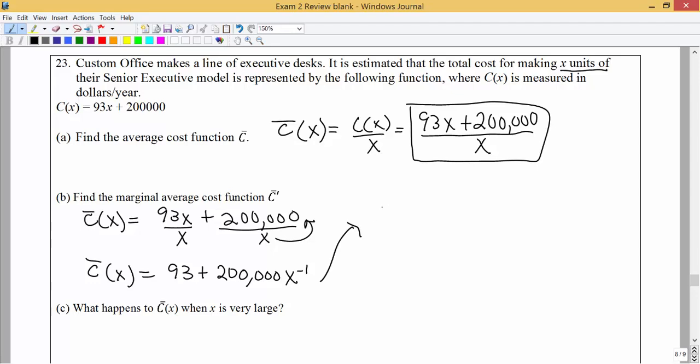Now I'm going to actually go and take the derivative. So C bar, we're going to take the derivative of that to find the marginal average cost function. We're going to use the power rule. The derivative of 93 is 0.